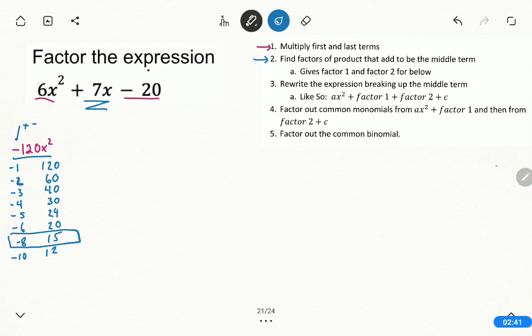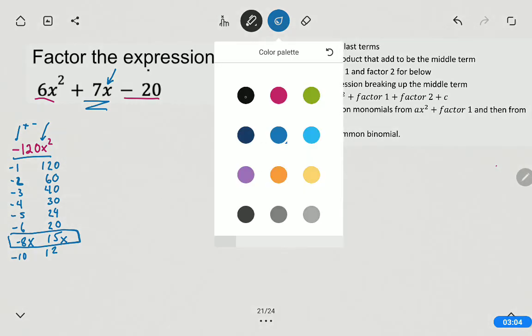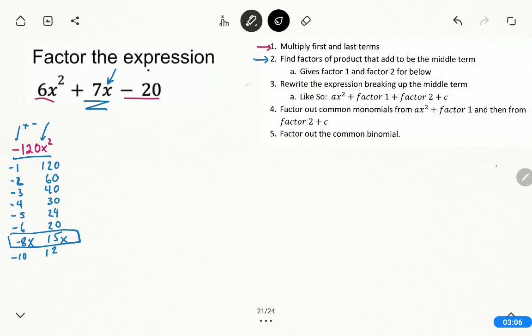Now, because we do have a leading coefficient, we have a value for a. We have to do steps 3 and 4. So I'm going to go ahead and add an x onto both of these, because technically they have to add to be 7x and multiply to be 120x squared. So they would technically both need an x to continue this process. So let's go ahead with step 3.